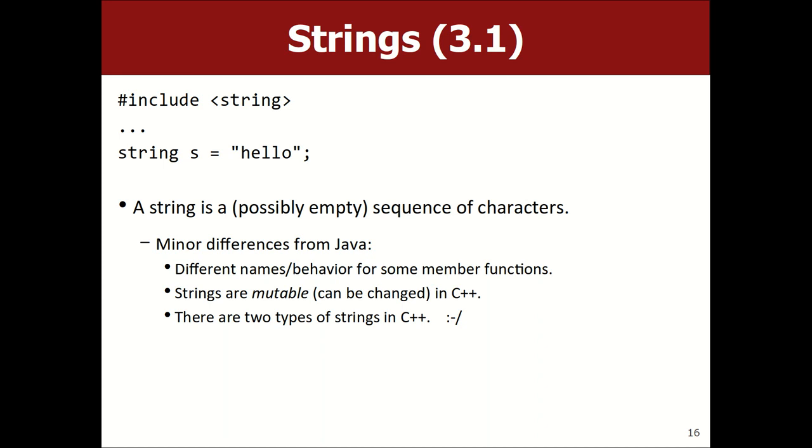The bad news is that C++ has two different types of strings, and that leads to bugs. I will try to help you understand the difference in a minute, but it sucks. Basically, this is one of the many things Marty doesn't like about C++, is that there are two types of strings. They messed up. Oh well. Let me show you some examples.